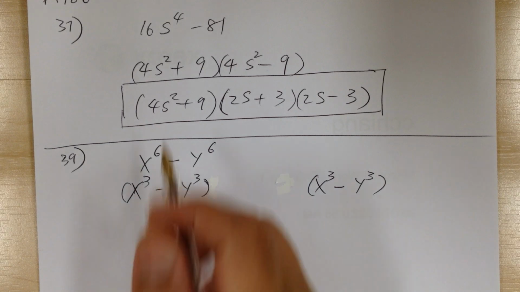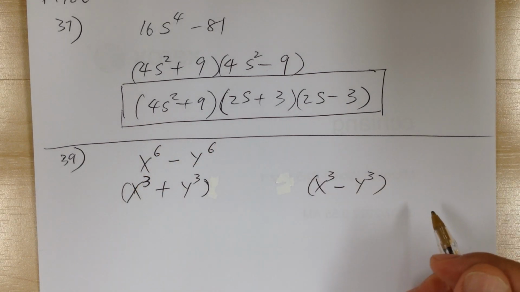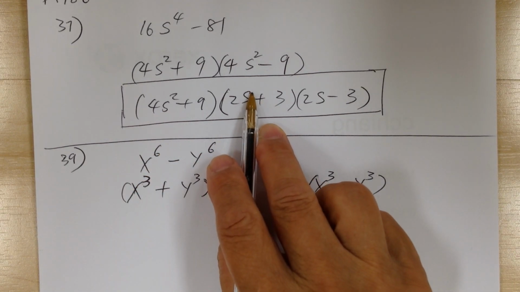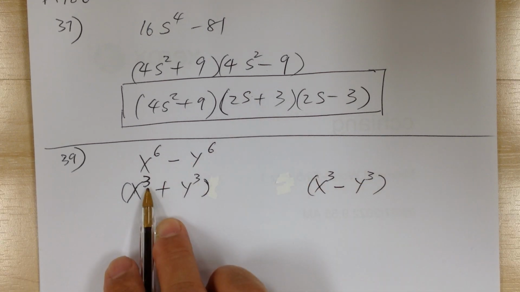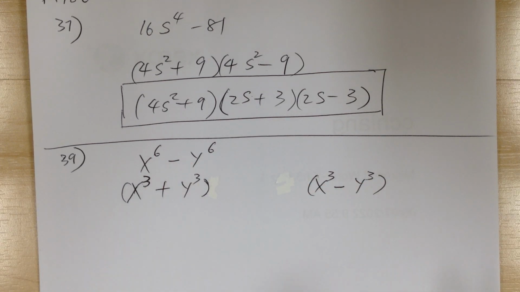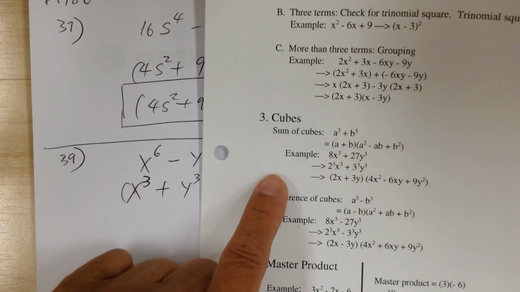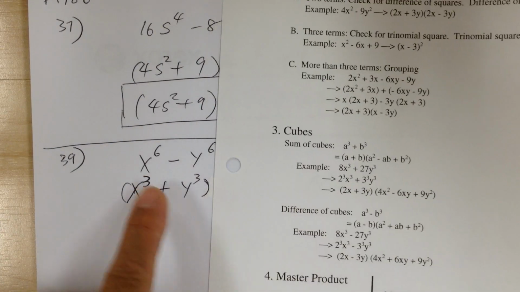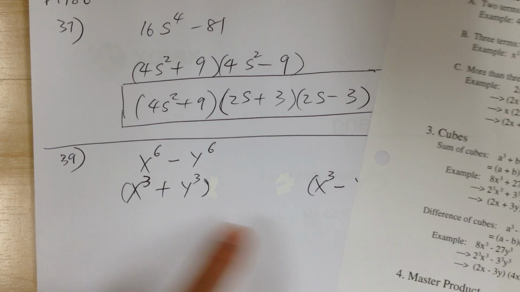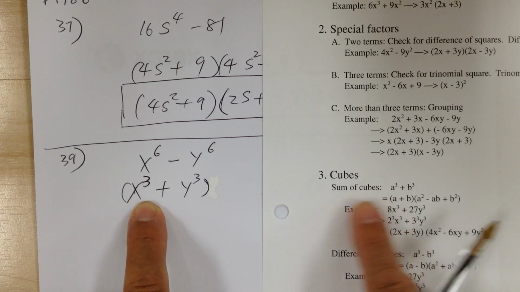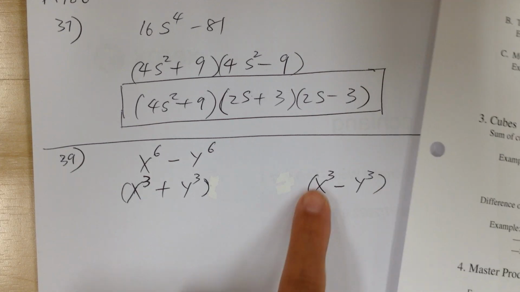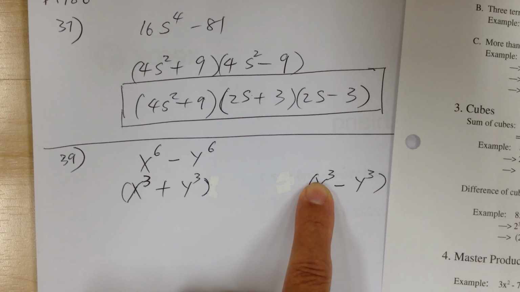Now, whenever you have an exponent, you have to keep checking. When you have one power, a normal exponent, then you're done. But whenever it's second power, third power, fourth power, you have to check. Well, this is very obvious. This one is the sum of cubes, and this is the difference of cubes. So for this one, you have to use the sum of cubes, and for this one, the difference of cubes.